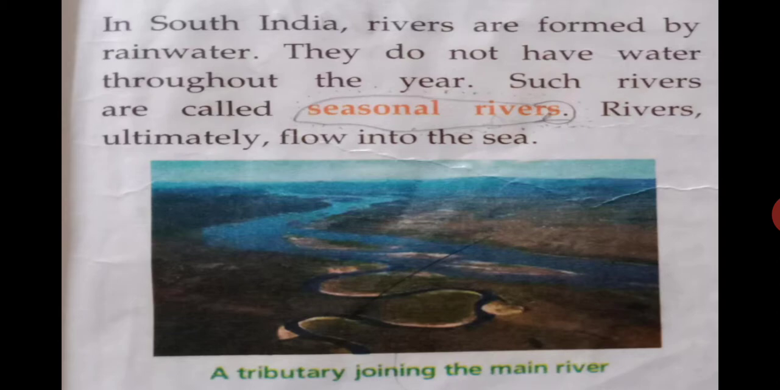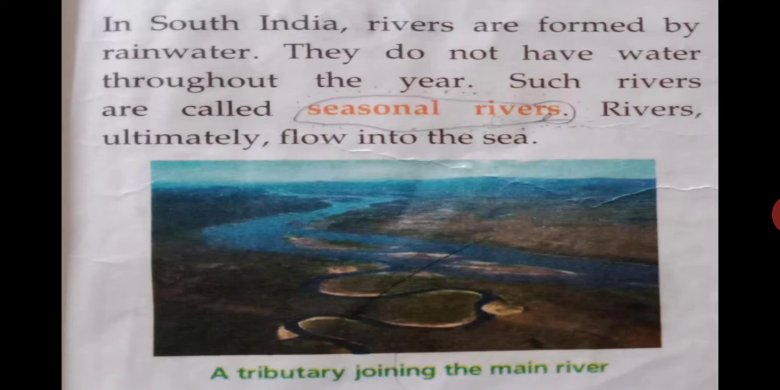Such rivers are called seasonal rivers. Seasonal rivers are rivers which flow only in rainy seasons and remain dry mostly. They are rain-fed rivers. These rivers depend on the main factor, that is rainfall. These seasonal rivers ultimately flow into the sea. Students, you can see this picture. This is a picture of a tributary joining the main river.